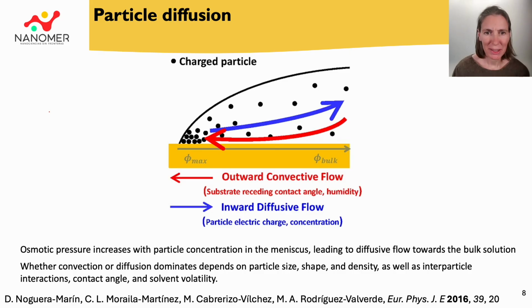Finally, we need to talk about particle diffusion. So if our convective steering forces are not strong enough, we won't have a flow towards the meniscus. We'll actually have a flow away. And why do we have this? It's because of the osmotic pressure that increases as the particle concentration increases in the meniscus. So this obviously leads to diffusion away from the drying line. So we have to overcome this osmotic pressure by strong evaporation, pushing the particles towards the drying line.